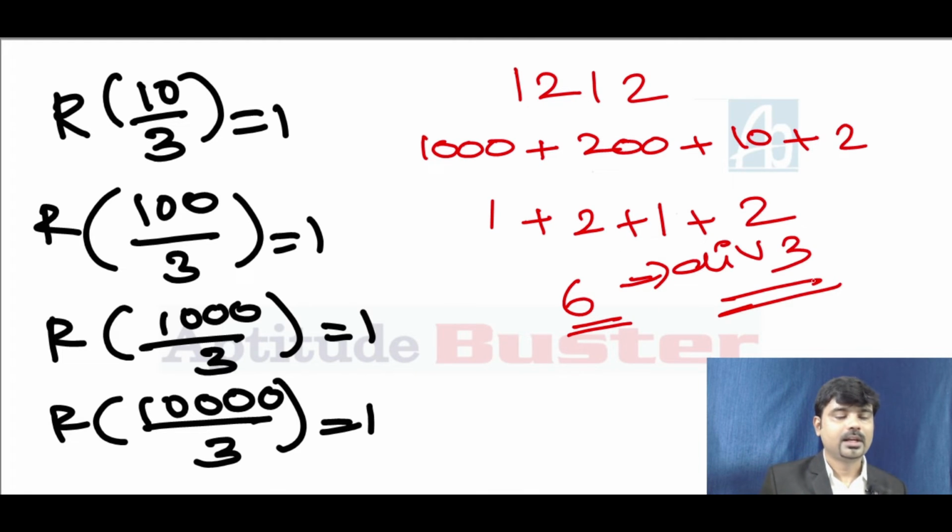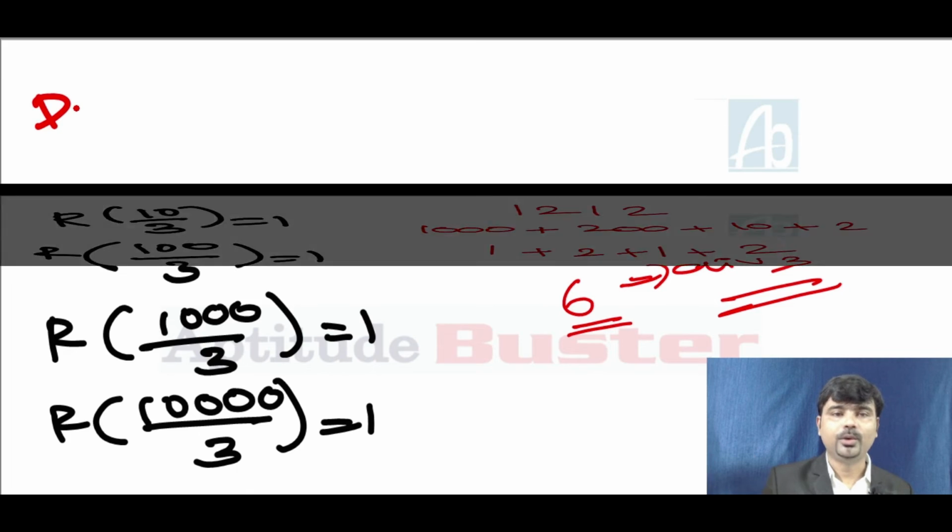That's very simple. Have you understood why we need to add the sum of the digits here? That's nothing but 10 divided by 3, remainder is 1. 100 divided by 3, 1000 divided by 3, 10,000 divided by 3, always it gives the remainder 1. That's why we are adding 1000, 100, 10 and 2.